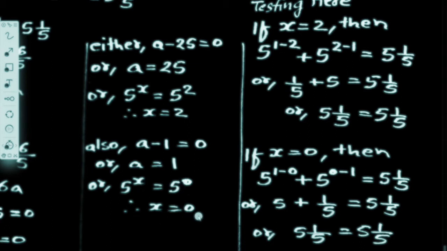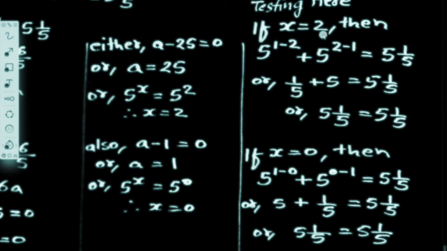Therefore, x equals 0. In this way, we get two values for x: x equals 2 and x equals 0. This is not sufficient on its own. We should also put these values in our original equation and test whether the values we get are right or wrong. See here, testing.